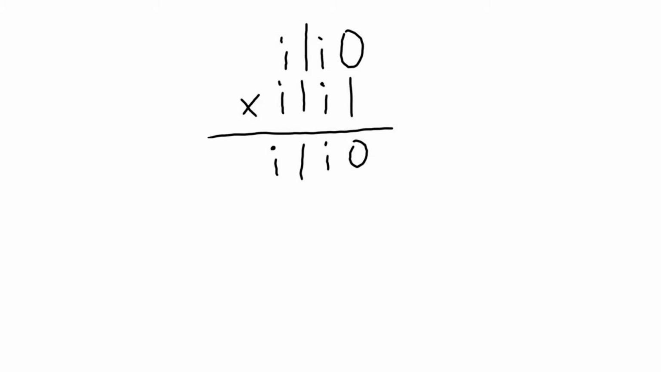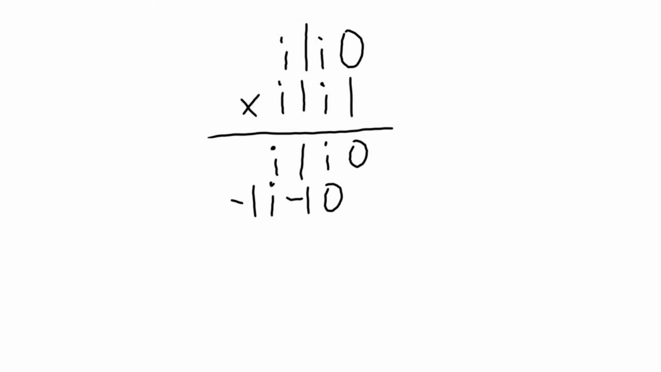This time, we have I times I1, I0. I times 0 is 0. I times I is negative 1. I times 1 is I. And I times I again is negative 1. We will keep the negative notation for now and simply put negative 1, I, negative 1, 0 down.